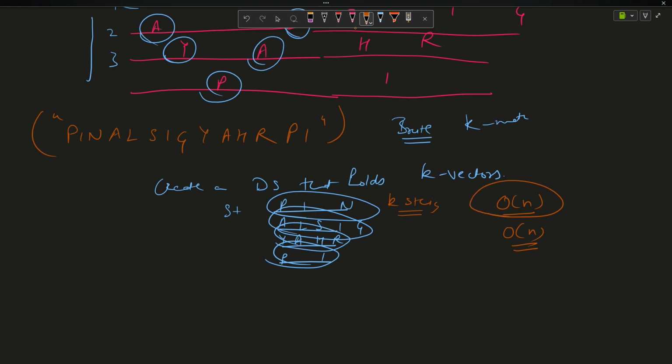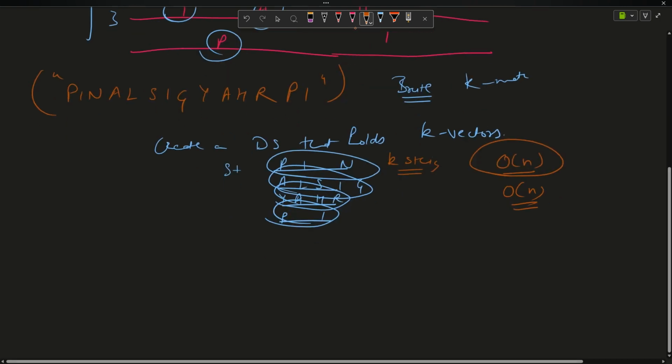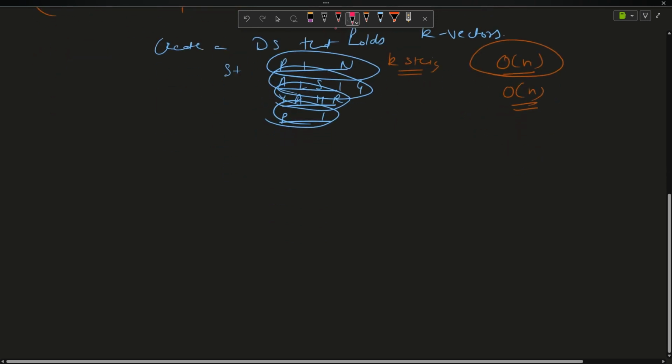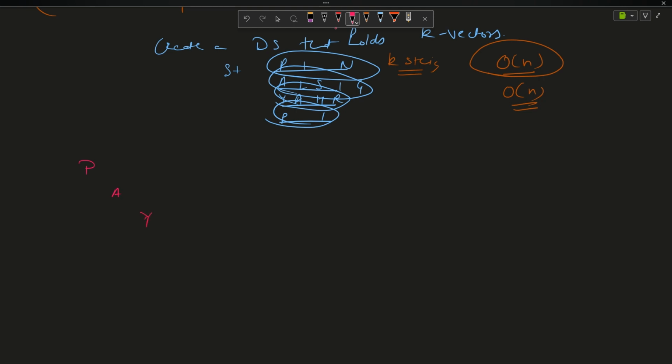Is there some way I can reduce the space complexity? Yes, there is a way. If I try to find out, everything is possible, right? Let me write down the sequence once again. It is P A Y P A L I S H I R I N G. Now, if I look at this quite carefully, I will mark the indexes. It will be 0 index, 1, 2, 3, 4, 5, 6, 7, 8, 9, 10, 11, 12, 13. No problem up till that.